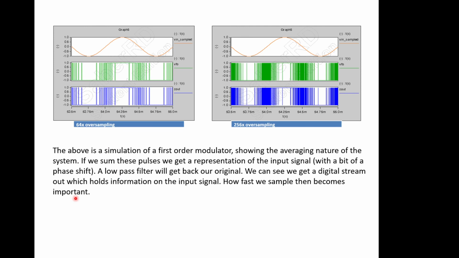Right, so this is the simulation of a first order modulator showing what's going on. So we've got 64 times oversampling here. We've got our input sine wave coming in at a certain frequency. So if this was 1 kilohertz, we'd be sampling at 64 kilohertz. And all we're doing is looking at whether or not the output from our comparator is higher or lower than the input signal. And you can see that at 0 points we end up with a lot of switching points, and it becomes the density of these pulses that becomes important.